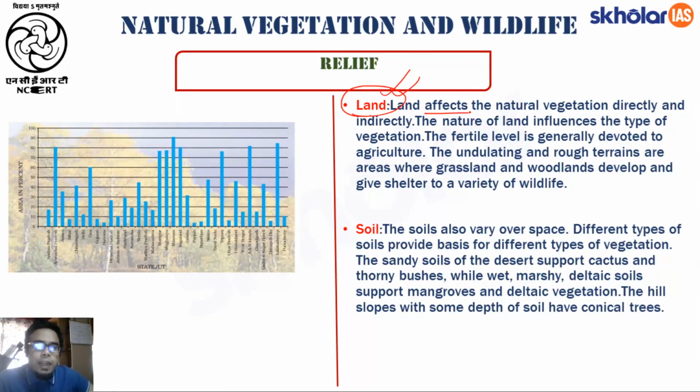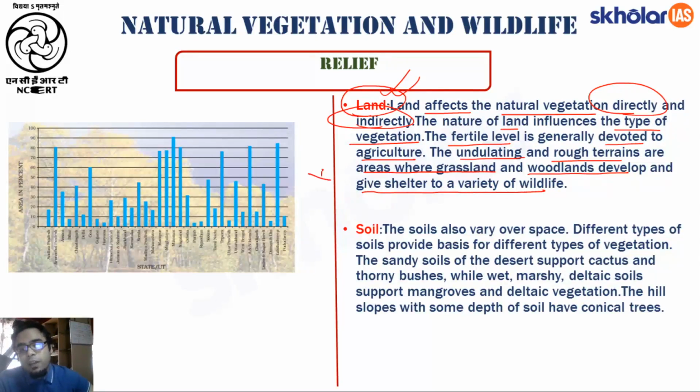So land affects the natural vegetation both directly as well as indirectly. The nature of land influences the type of vegetation which will be found in that particular location. The fertile land is generally devoted to agriculture, and the undulating or rough terrain are areas where grasslands and woodlands develop and give shelter to a wide variety of wildlife.